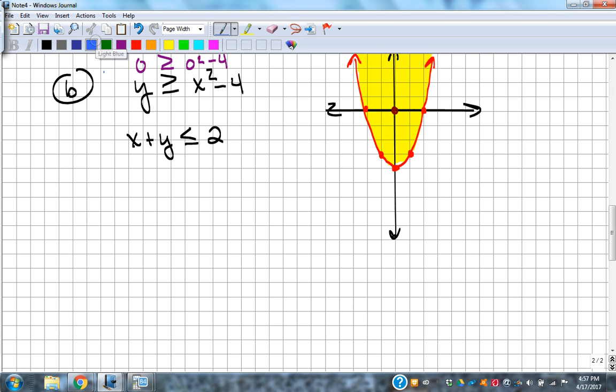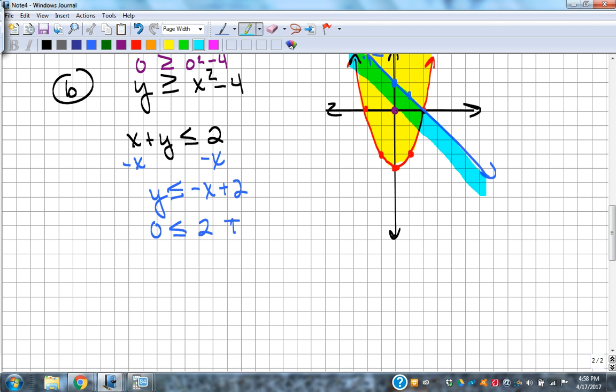Okay, then I'm gonna graph this one. I'm gonna get x over here on the other side, so y is less than or equal to negative x plus 2. So it has a y-intercept of 2, a slope of negative 1, and it's a solid line, so it looks like that. And then for shading, I'm going to check 0, 0 again. Is 0 less than or equal to 2? Yes, that's true. So that means I'm going to shade down.